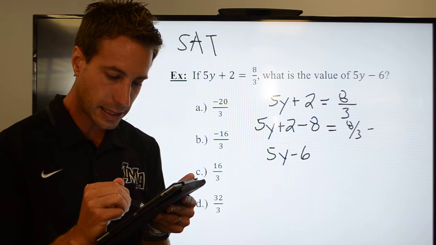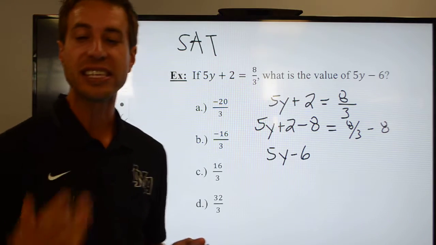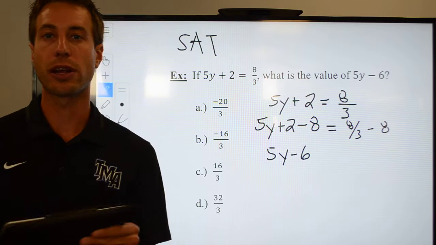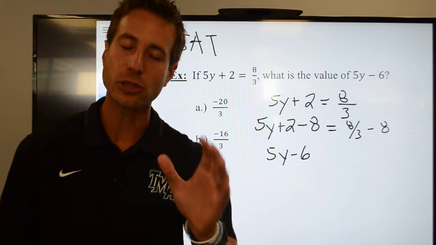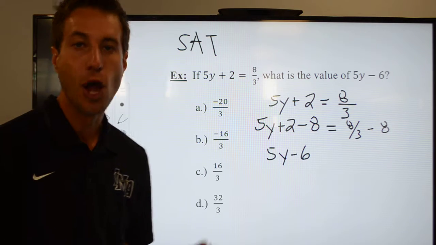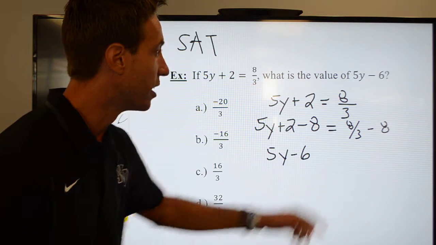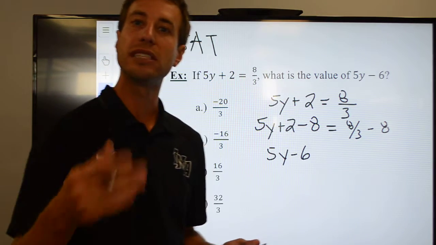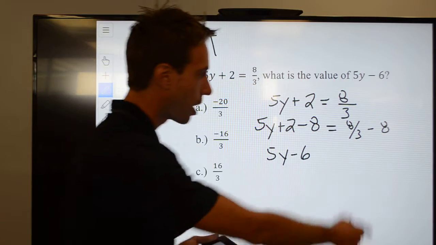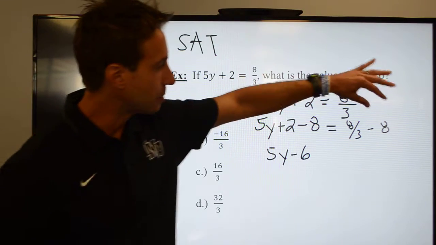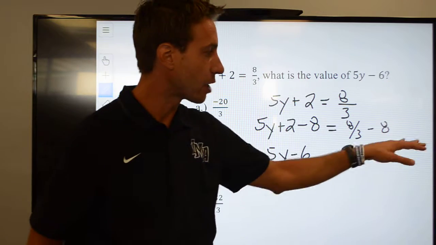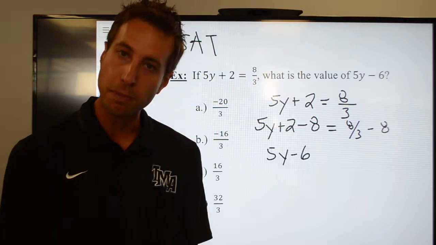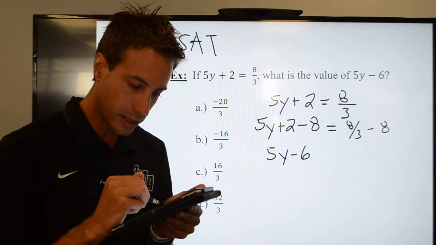8/3 minus 8. Now, this is going to be a question you'll need to be able to do on the non-calculator portion of the SAT or ACT. At least that's where you're most likely to see this kind of a problem, which means you won't have a calculator. That's okay. Let's practice with fractions. Remember, anytime you add or subtract a fraction, you will need a common denominator. In this case, my common denominator is going to be a 3. I need to put this 8 over a common denominator of 3, but you can't just add a 3 to the bottom. Whatever you do to the bottom, you also have to do to the top.